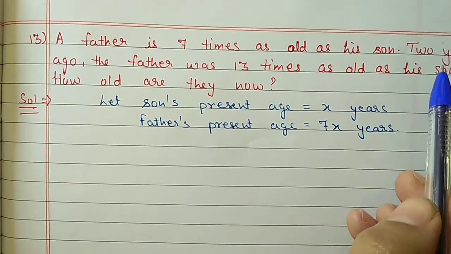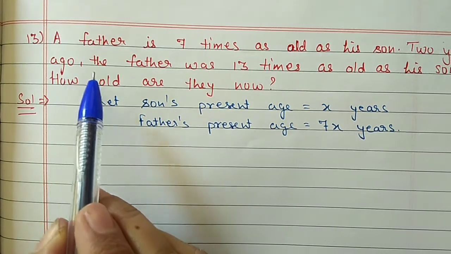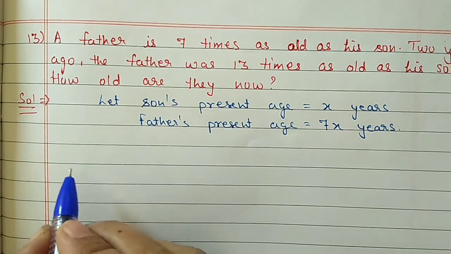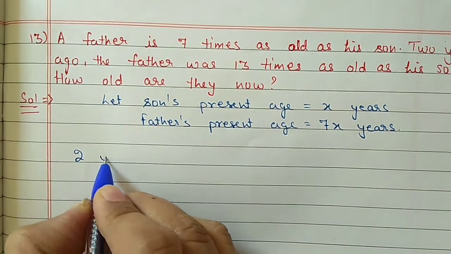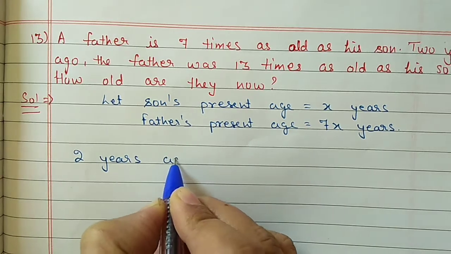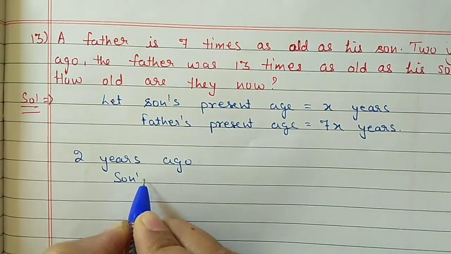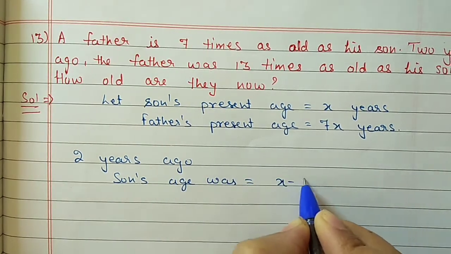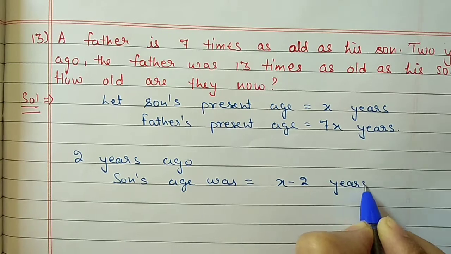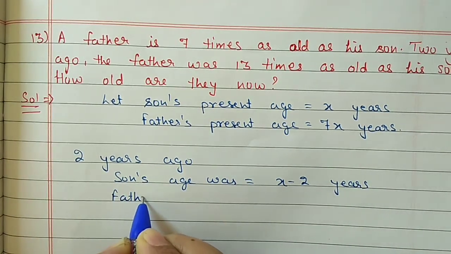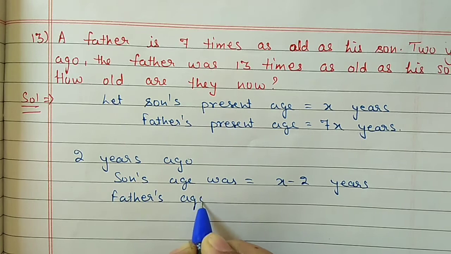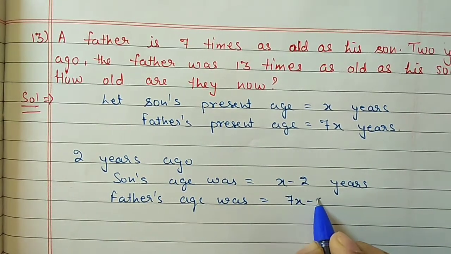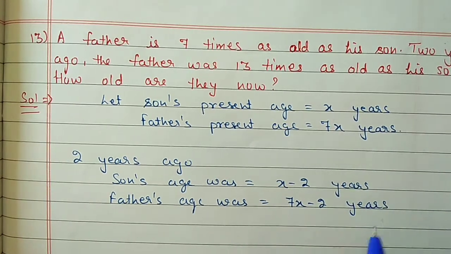Now next statement, it is given 2 years ago. 2 years ago means we have to go in the past. Means we have to subtract 2 years from their age. So 2 years ago, son's age was x minus 2, and father's age was 7x minus 2. From the present age we will subtract 2 years for both of them.